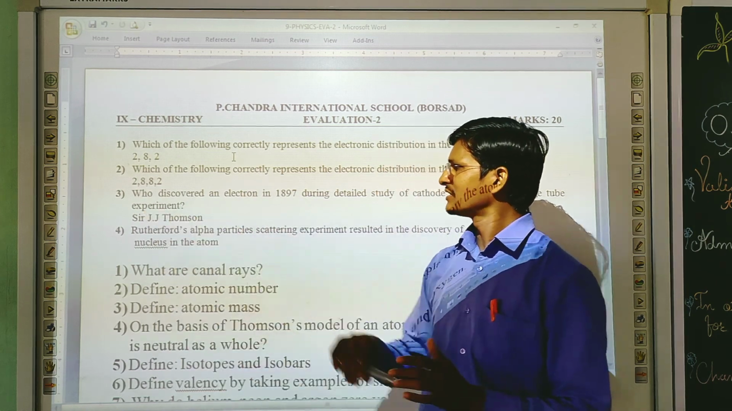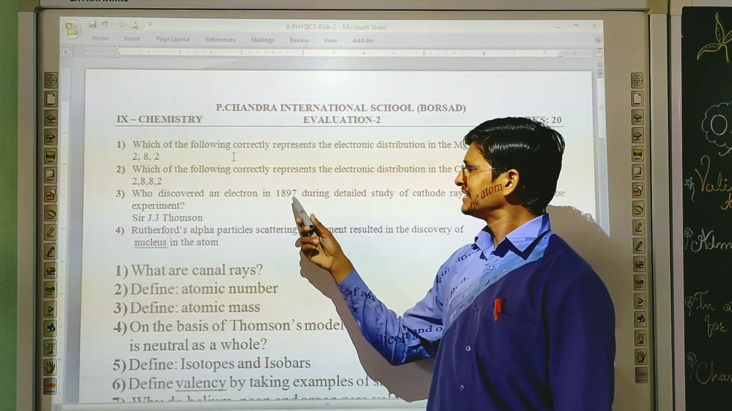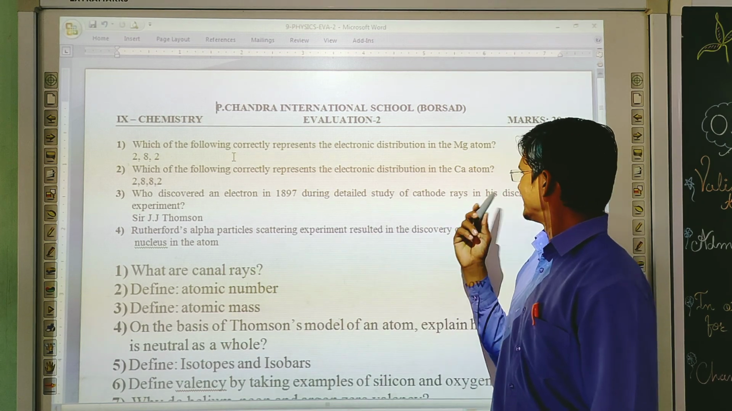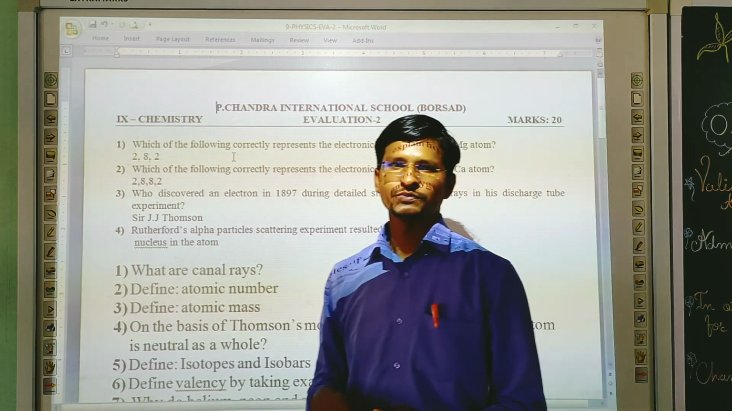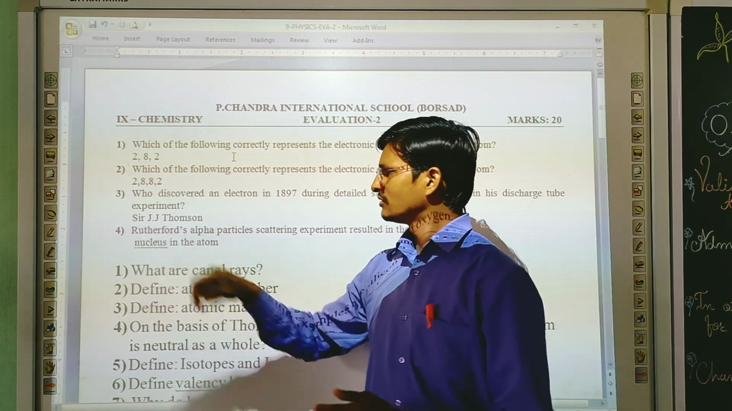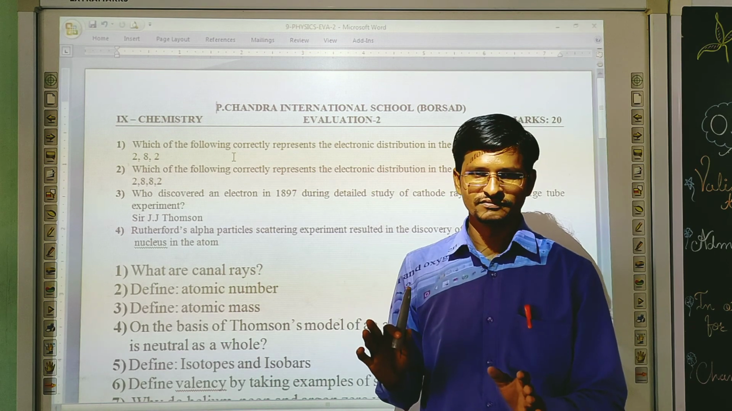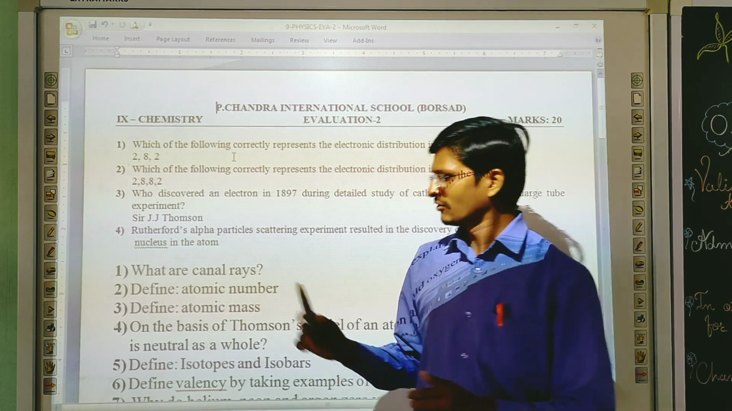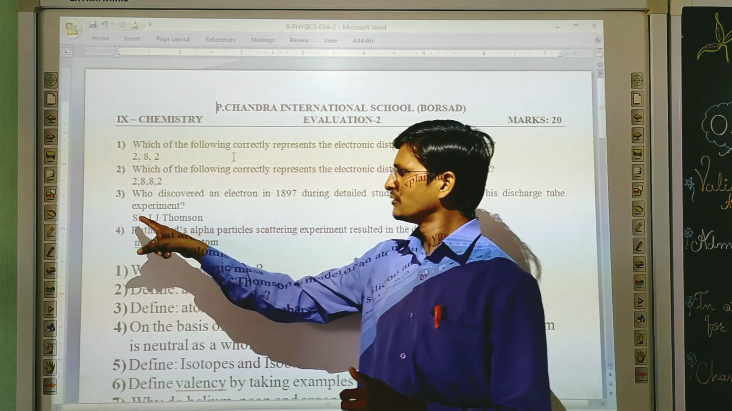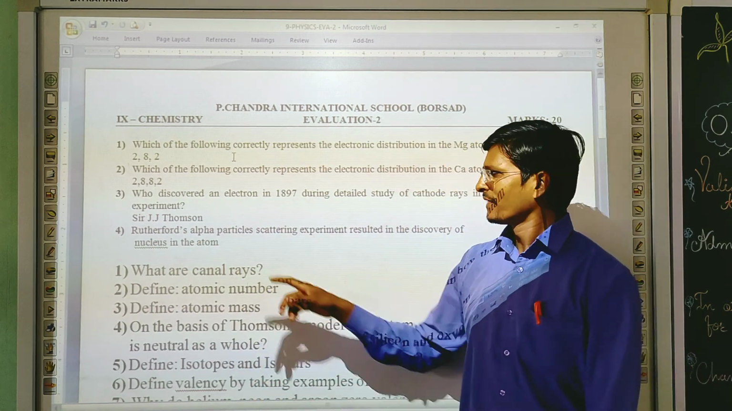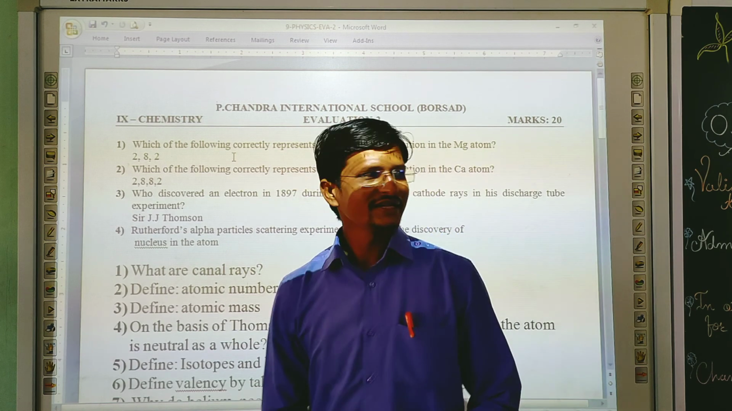Next, who discovered the electron in 1897 during a detailed study of cathode rays in his discharge tube experiment? One and only Sir J.J. Thomson. The options may include Sir J.J. Thomson or Goldstein, so we have to stick to our answer, that is Sir J.J. Thomson.